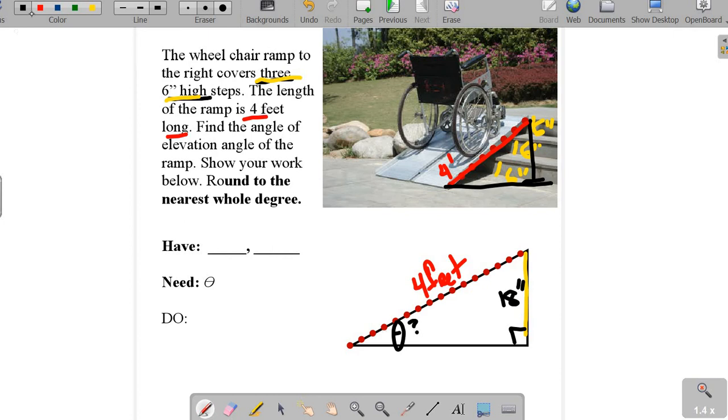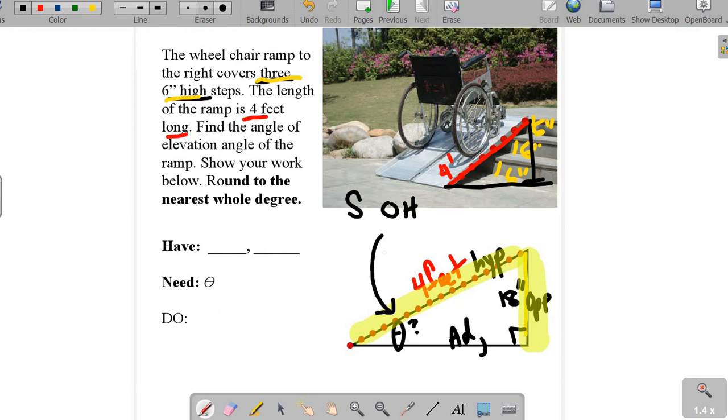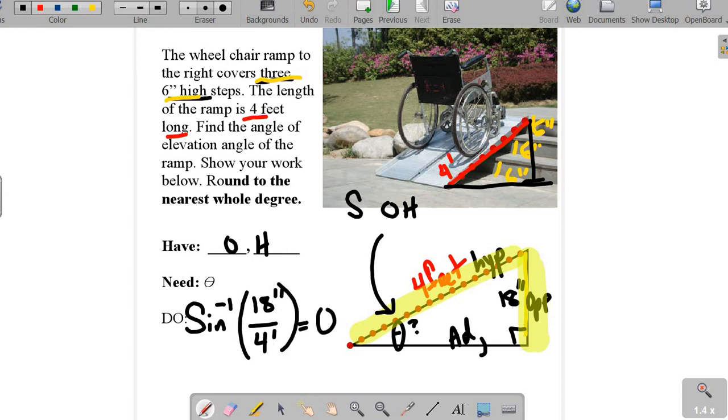From that theta, let's label our opposite, adjacent, hypo. This would be our opposite. This would be the adjacent. This would be the hypo. What do we have? We have the opposite and the hypo. That's an OH combo. You're using sine. However, because we're finding an angle, we're using inverse sine. So it looks like this. Inverse sine, our opposite is 18 inches over 4 feet equals theta.